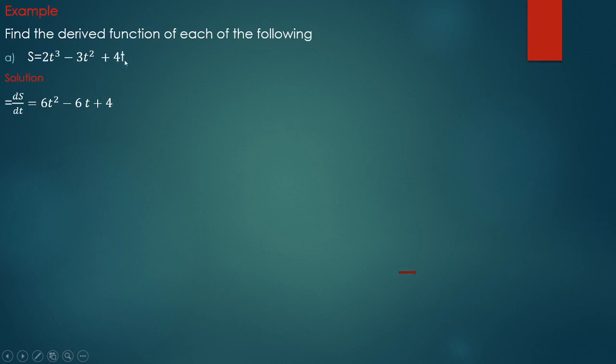Then plus, the power here is 1 times 4 becomes 4, the power 1 minus 1 becomes 0, and anything raised to power 0 is 1, so 1 times 4 becomes 4, so we shall have ds over dt as 6t squared minus 6t plus 4.